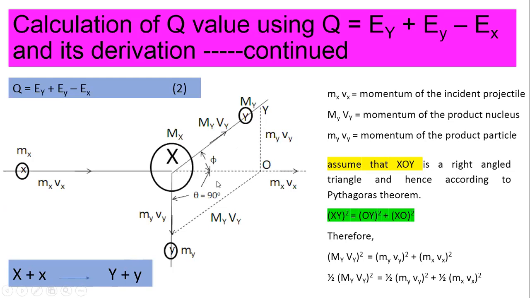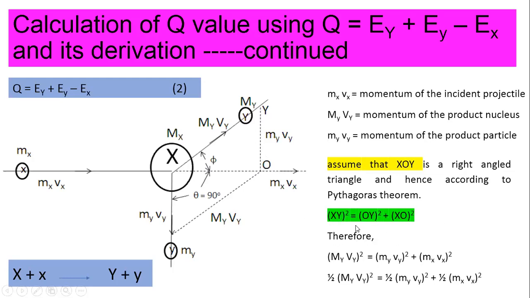Now I'm going to solve any one triangle. You can take this one or you can take this one because both are similar to each other. So I am using the XYO triangle. It is a right angle triangle, so I am using the Pythagoras theorem. According to this, xy square will be equal to the sum of the squares of oy and ox. So you take the square on both sides.